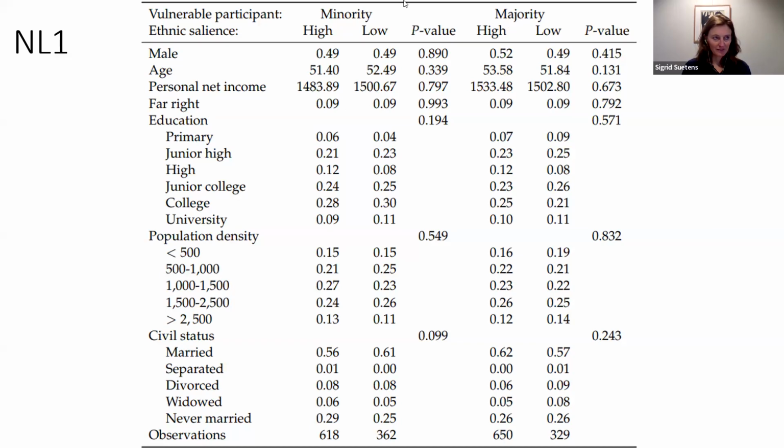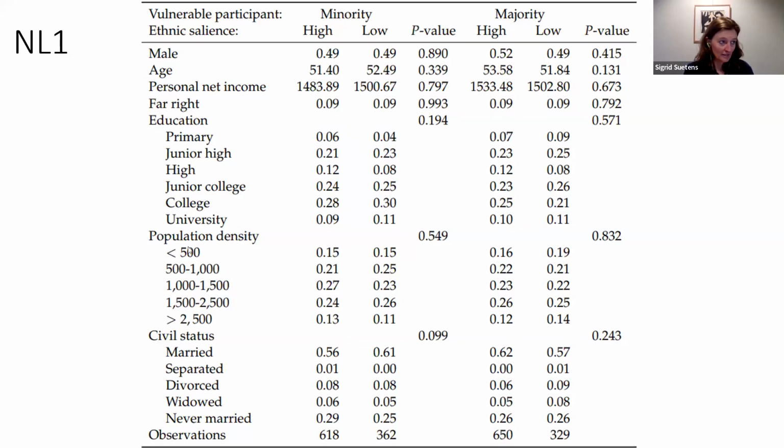So this is random. So there should not be a difference between minority and majority. I also didn't put any statistical test results on this slide, but the p-values refer to the differences between the high salience wave and a low salience wave each time. So basically what you see overall is that there are no substantial differences in terms of many of the background characteristics of the majority decision makers, right?